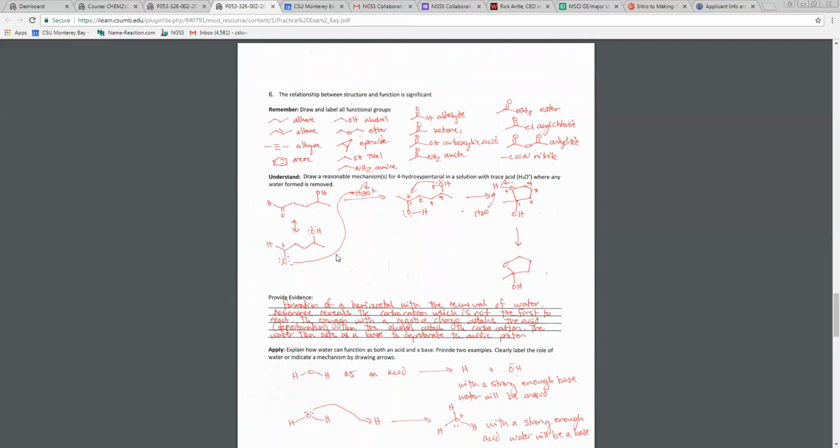Being able to draw a reasonable mechanism for 4-hydroxypentanal in a solution with trace acid, where any water formed is removed. It's going to show you the formation of, in this case, a hemiacetal.